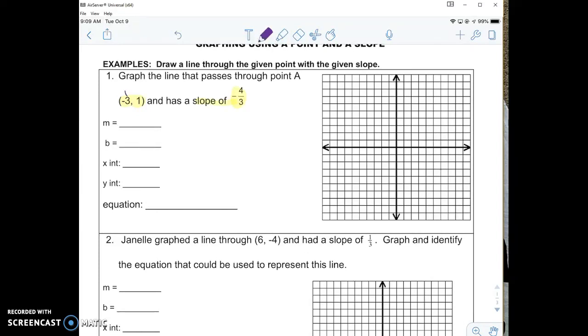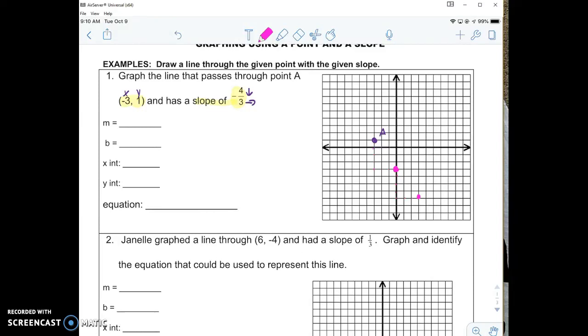I'm going to start at this point, (-3, 1). This is point A. My slope is -4/3. Negative, so I'm going down 4, right 3. 1, 2, 3, 4. 1, 2, 3.